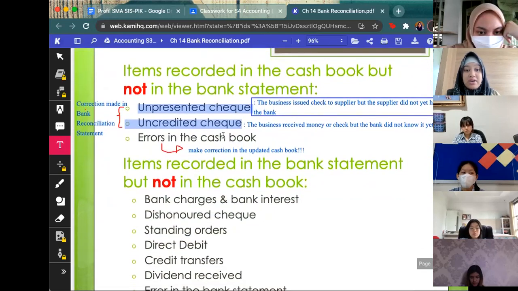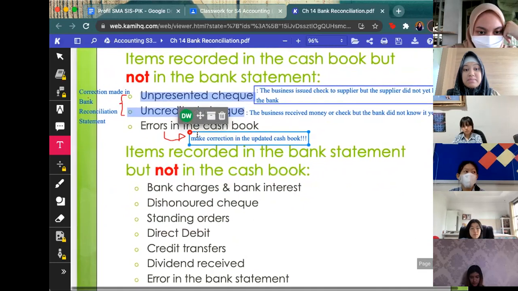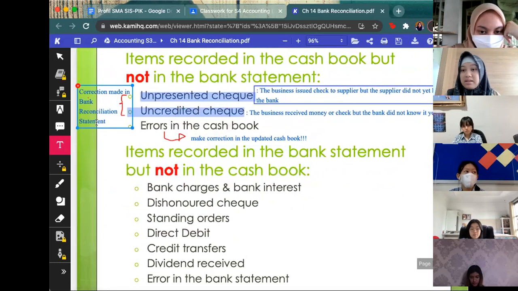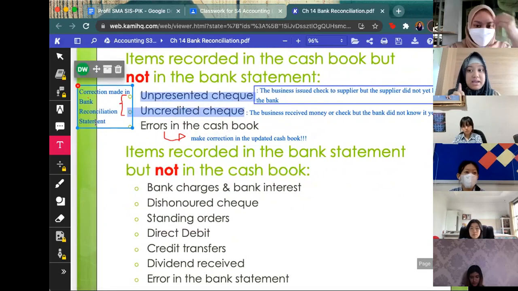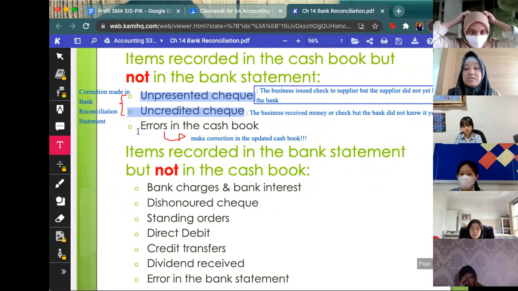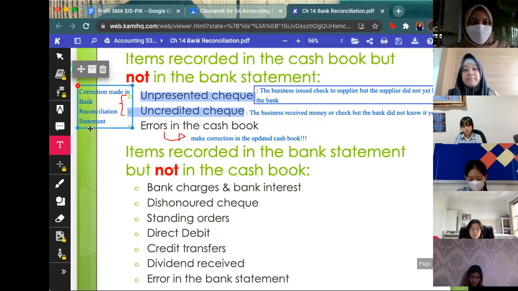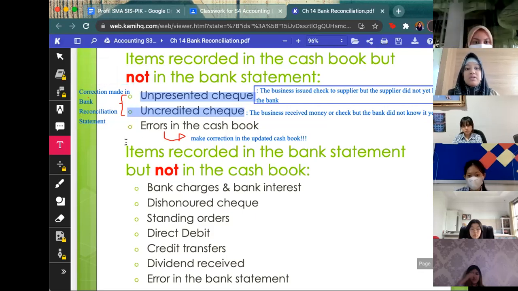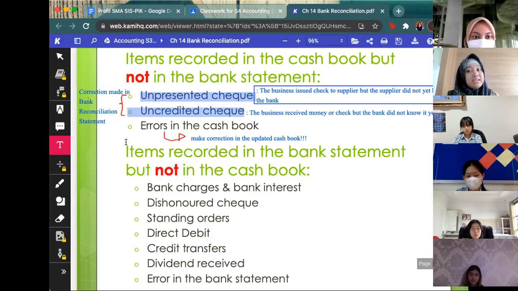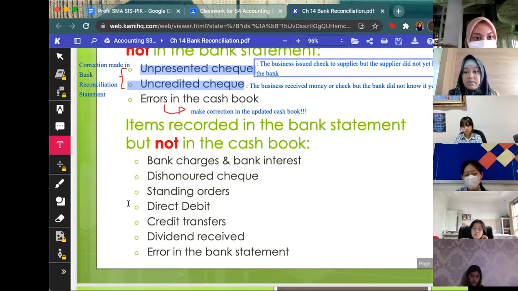When you see an error in the cash book, the correction must be made in the cash book, not in the bank statement, because the bank statement did not make any error. Students' common mistake is that they see errors in the cash book and make corrections on the bank recon. So please pay attention to who made the mistakes or who did not yet make a record, and then make adjustments on that side. Next, any question?